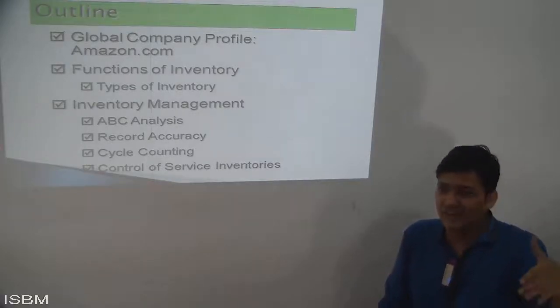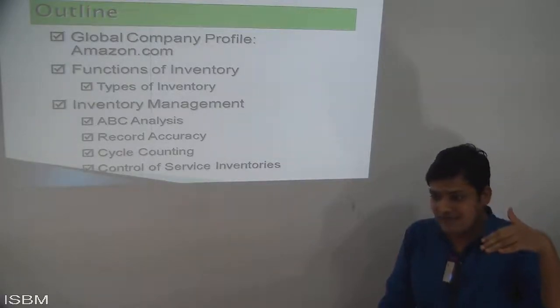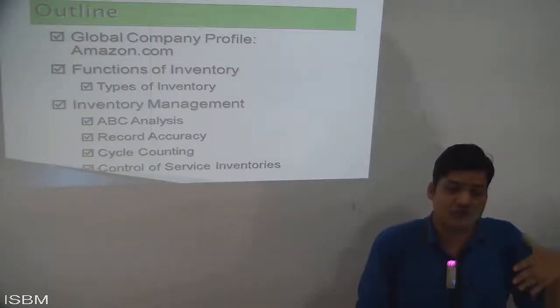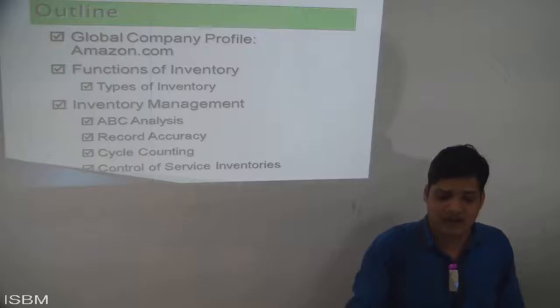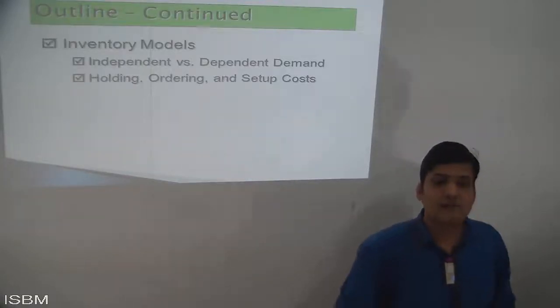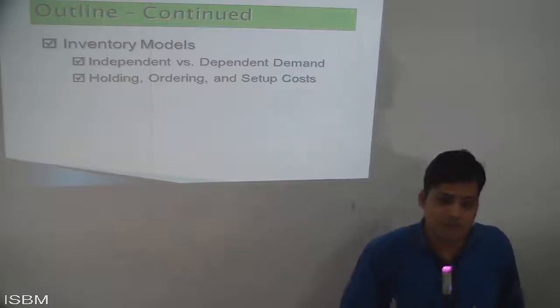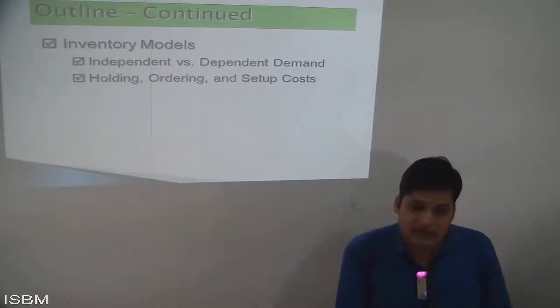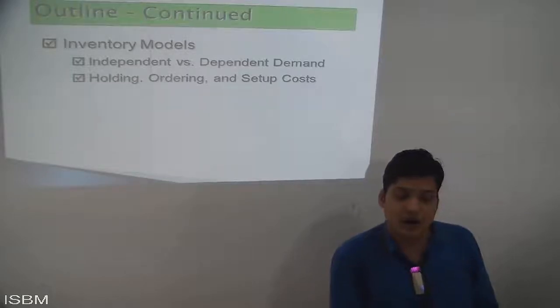So there are a lot of different types of inventory where they are storing those data. We'll learn these things in another slide. So, outline continued. Then inventory model. What is the type of inventory model which we are going to learn? Dependent or independent inventory demand, according to the demand.